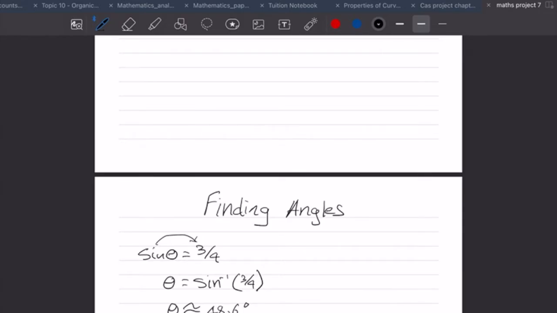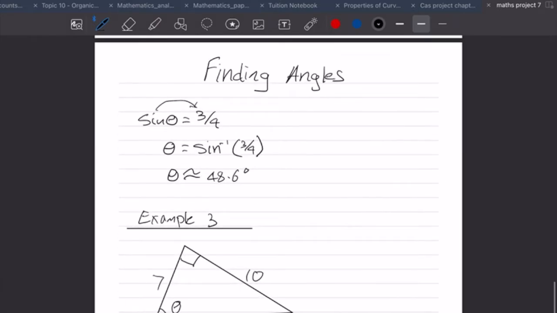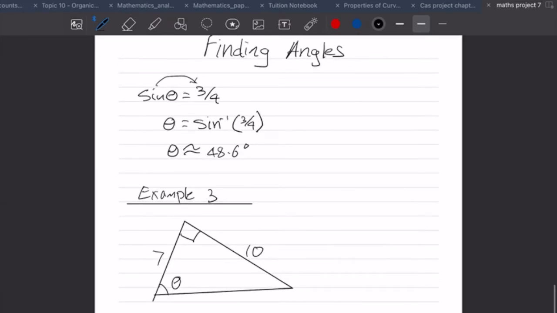So using that same thing, we can use this part to find the angle of this example. So it's the same for sine, cosine and tan. It all follows the same concept.